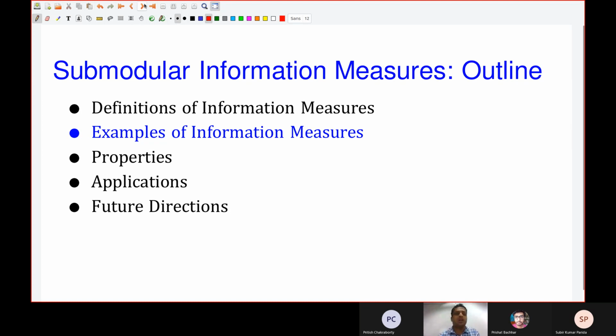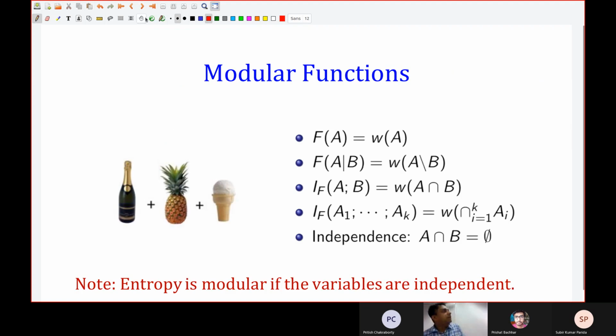So now let's look at examples of submodular information functions. When I say information functions, we are really talking about submodular information functions. Okay, so modular functions, simplest. I just have three different things: an ice cream, some pineapple, some juice. F of A for modular functions is the sum of the individual elements. But the moment I condition, F of A given B, what does it mean? It's a set difference. I look at the weight of all the elements in A which are not in B. Let's write simple verbal descriptions here. It's the sum of the weights of all elements which are in A and not in B.